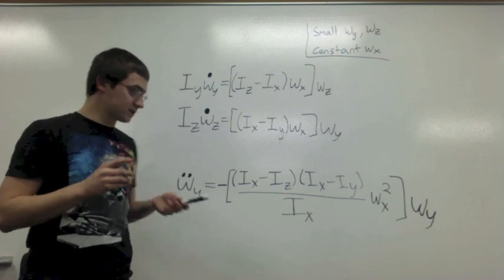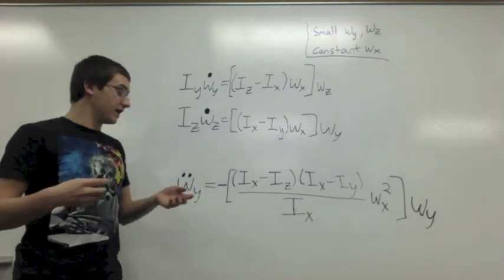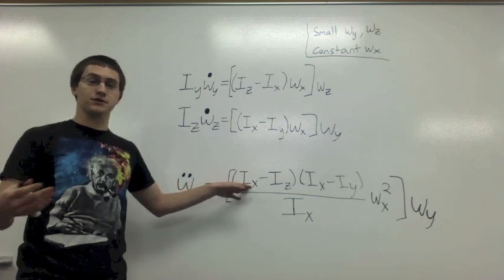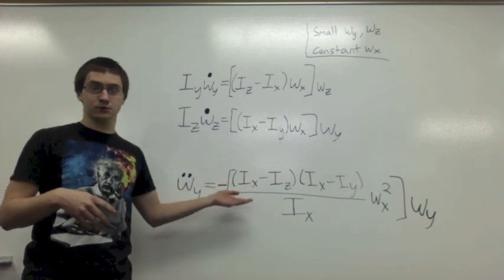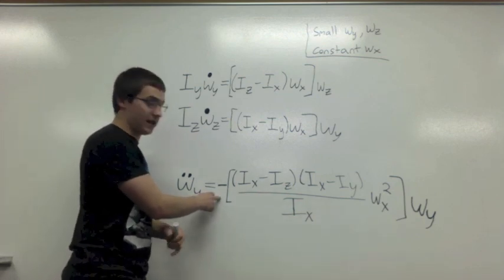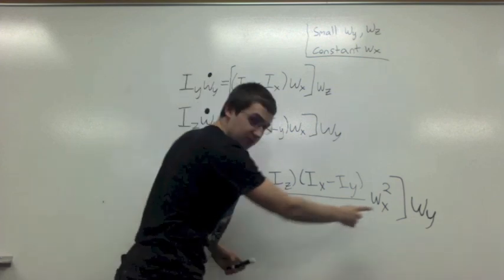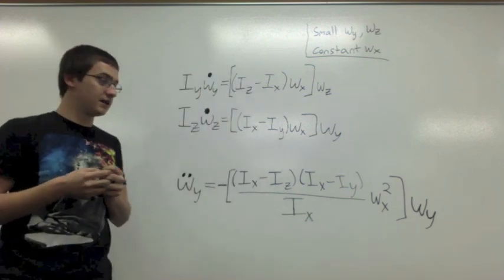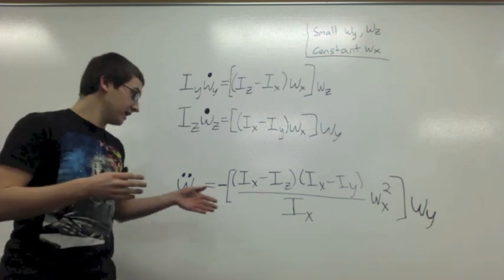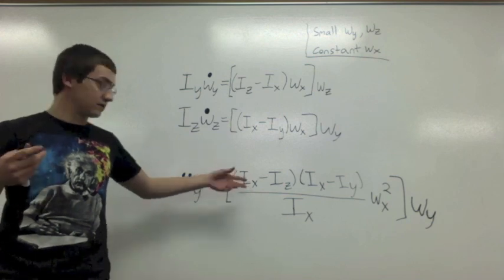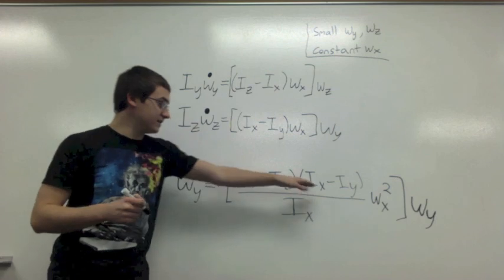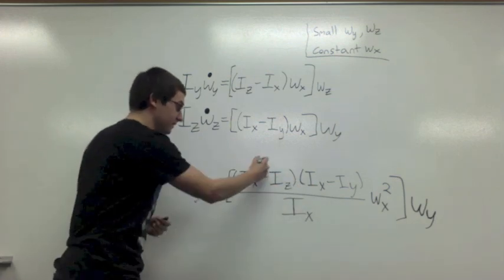So looking more closely at this bottom equation, if I sub x is either the largest or the smallest of the three moments of inertia, we will have omega y double dot equals a minus constant times omega y, which we know that a cosine function solves that differential equation. Conversely, if I sub x is the intermediate moment of inertia, then one of these two expressions will pop out a negative sign.